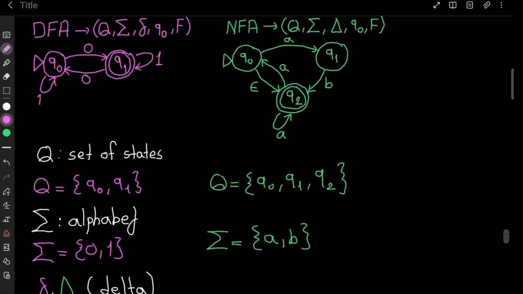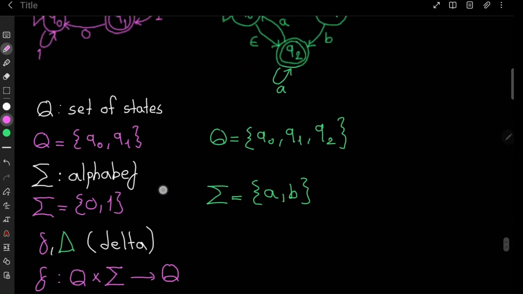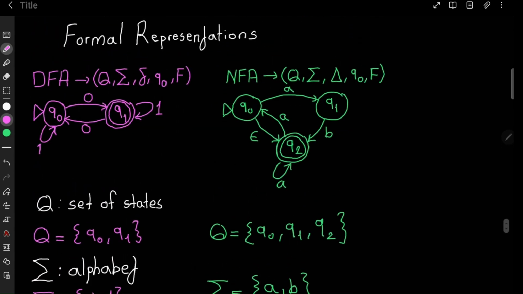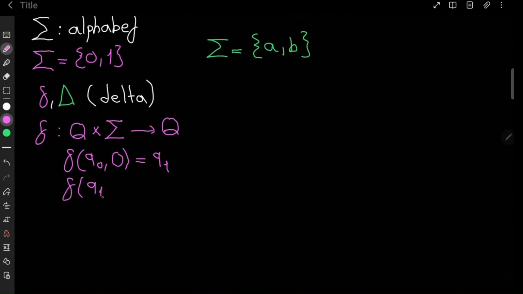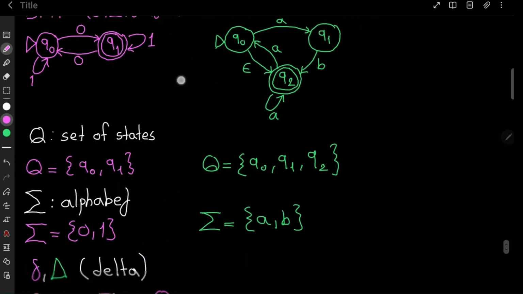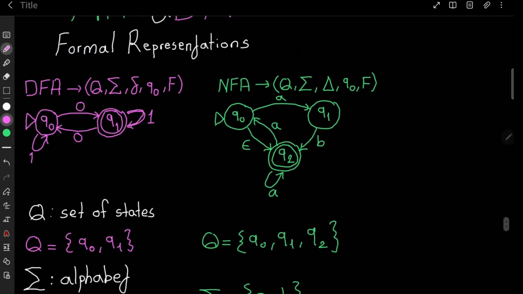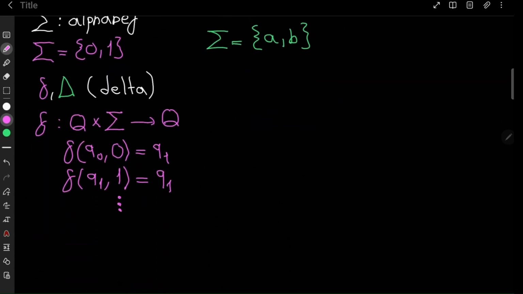In our example, let's try to write one transition. When we are in Q0 and we take 0 as an input, we will go to Q1. When we are in Q1 and when we take 1, let's say, we will stay in Q1. Why? Because there is a self loop when it takes 1 as an input. So it continues like that for every transition.